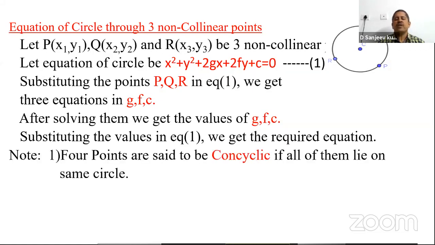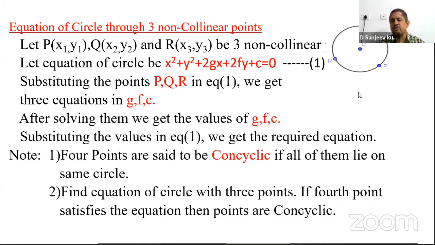Now instead of 3 points, you have 4 points, say P, Q, R, S. These 4 points, you can say that they are concyclic. So what do you mean by concyclic? All the 4 points are lying on the same circle. So how do you know that the 4 points are lying on the same circle?